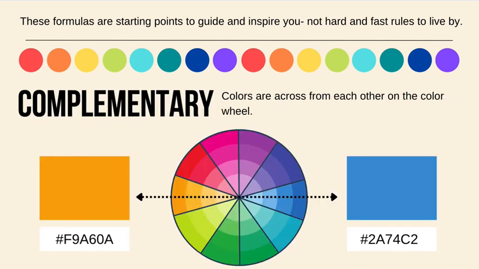Complementary colors. Those are just colors across from each other on the color wheel. So these colors are across from each other on the color wheel, and I think they're really pretty. In fact, I went with a darker color here and a lighter color here, and I could probably even go lighter too. I think that complementary and that contrast of dark and light looks really good.